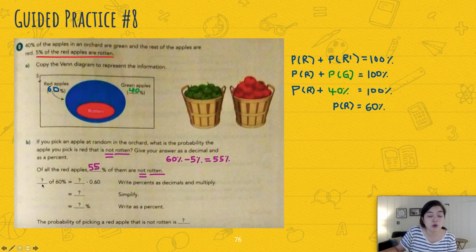Okay? So now we have to find the probability that the apple we pick is red, that is not rotten. So 55% of 60% is not rotten. And remember, of means to multiply. Okay, so we're going to change the percentages into decimals. So this becomes 0.55 times 0.60. And when we have that, it becomes 0.33. But I want to write it as a percentage, so I'm going to multiply that by 100, and that becomes 33%. So the probability of picking a red apple that is not rotten is 33%.